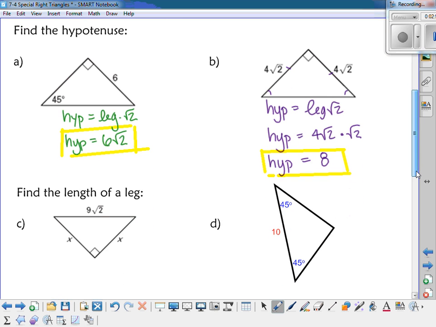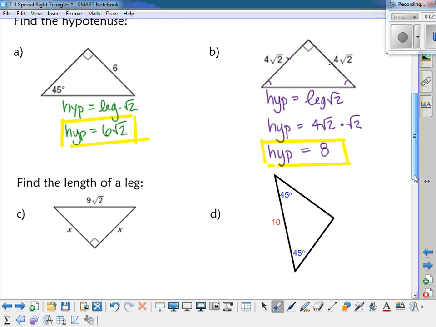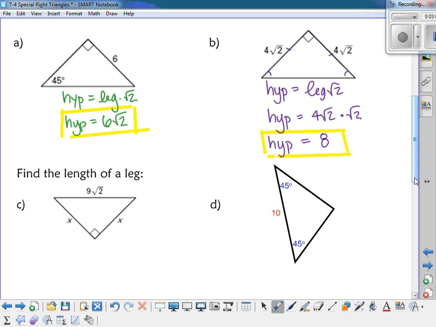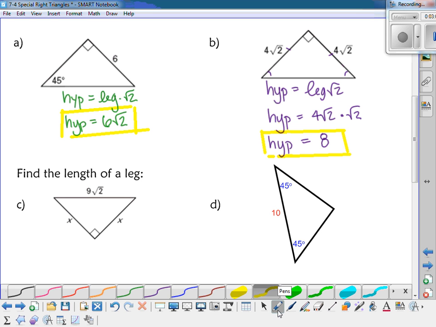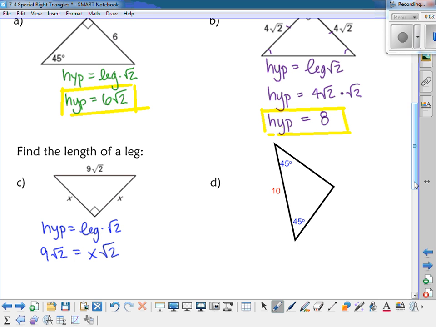Alright, now we're going to find some legs. We still use the same formula, we're just going to work backwards to find the leg. So for letter C here, again, the hypotenuse is equal to the leg times root 2. So my hypotenuse they gave me is 9 root 2, and the leg is x. So 9 root 2 equals x root 2. We divide out the root 2 on both sides. We get that x is equal to 9.